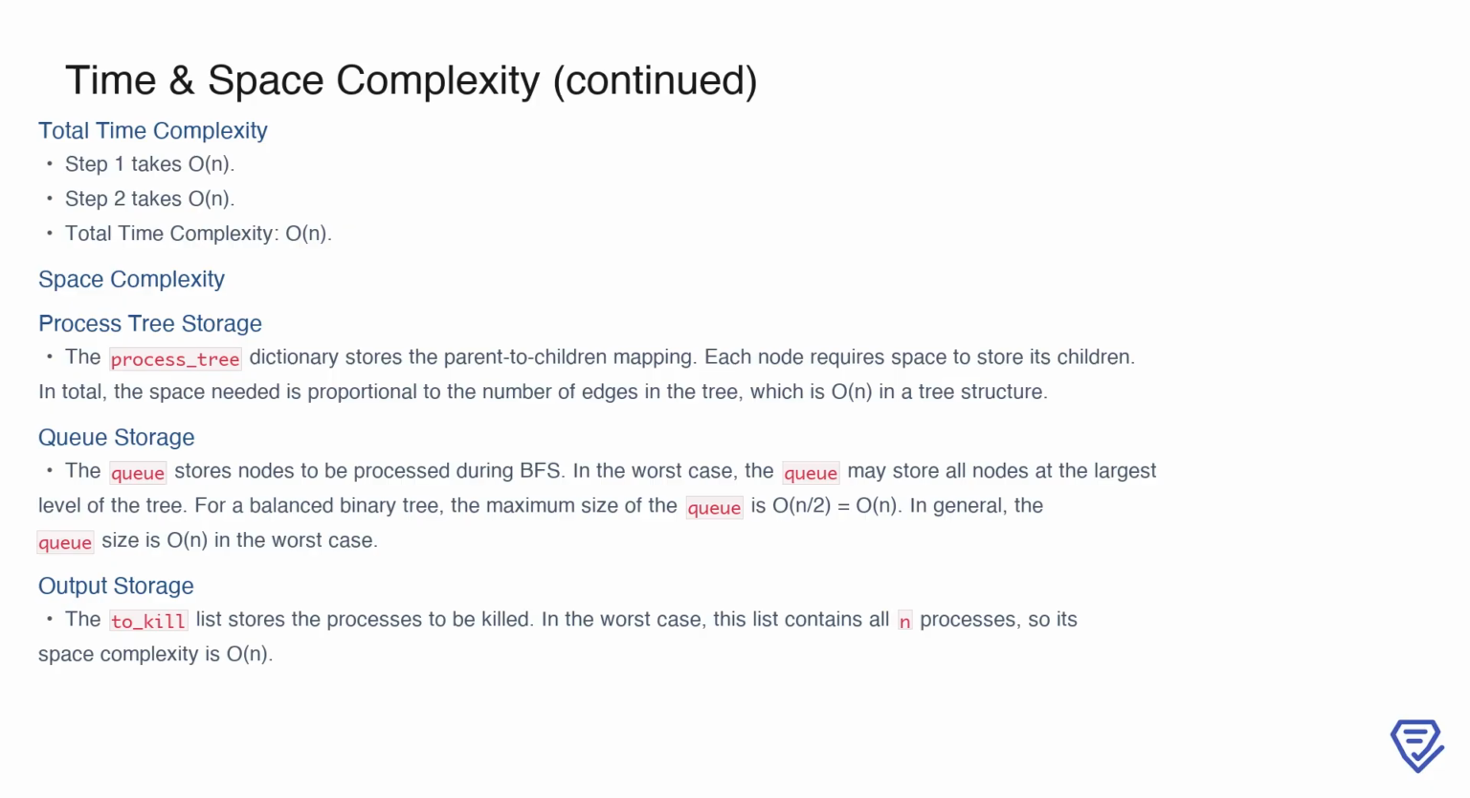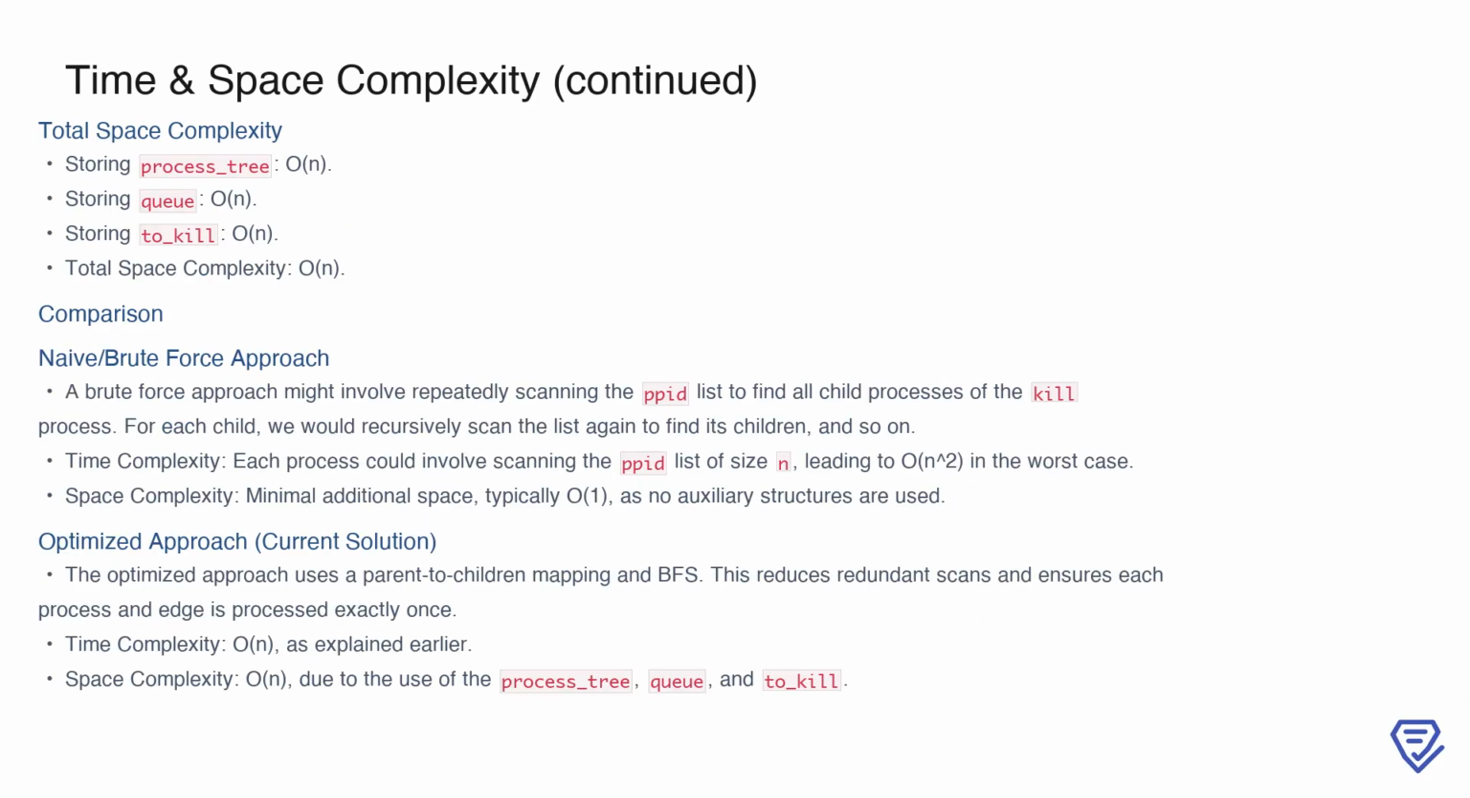Finally, we consider the to_kill list, where we store all the processes to be terminated. If all n processes are to be killed, this list would also require O(n) space. Adding these together, the total space complexity of the solution is still O(n). Summarizing the space requirements, the process_tree dictionary requires O(n) space, the BFS queue requires O(n) space in the worst case, and the to_kill list also requires O(n) space. Therefore, the total space complexity of this approach is O(n).